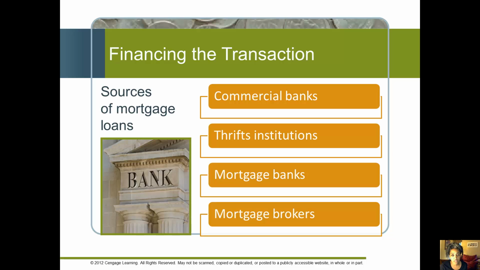Let's finish up our discussion of automobile and housing transactions by talking about how to finance housing transactions. So that's typically through a mortgage. Some people pay cash, but these are pretty large transactions, so that's not the norm. So the norm would be a mortgage loan, and you can get a mortgage loan from a commercial bank that we've talked about already, a thrift institution, a mortgage bank, or through a mortgage broker.